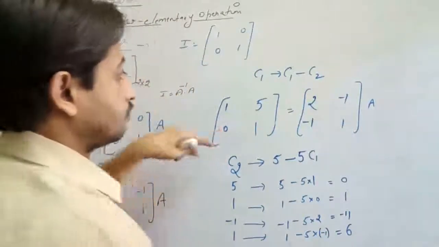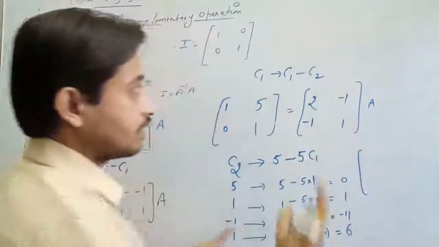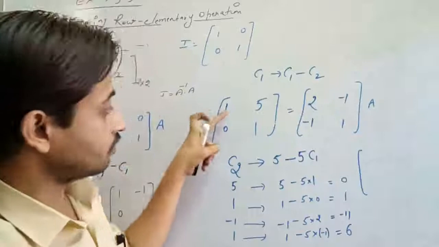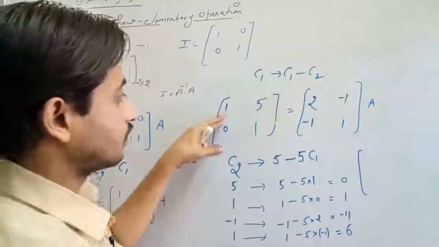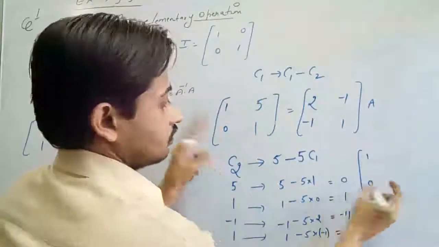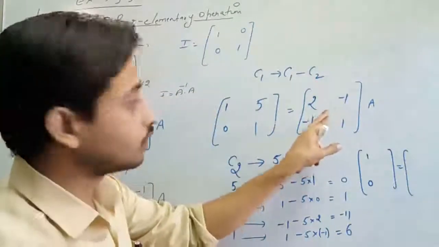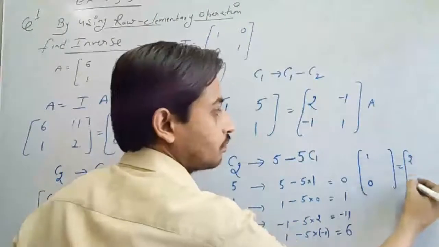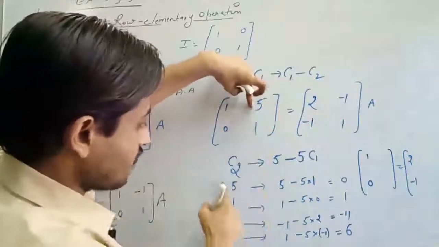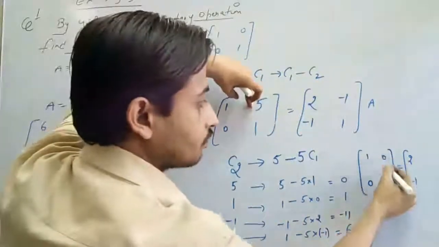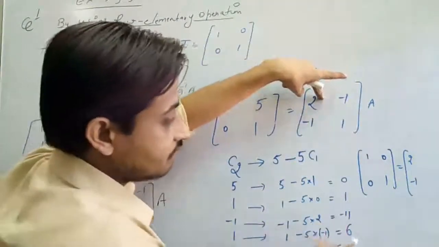So what will we get? Please make a note first, then I will write here. I am writing here our C, because we are applying the operation on C2. So C1 will remain the same. I am writing C1. C1 is what? 1, 0. In this case C1 is 2, minus 1. These remain the same. We have to change C2. 5 and 1 change to 0 and 1. Now minus 1 and 1 change to minus 11 and 6.